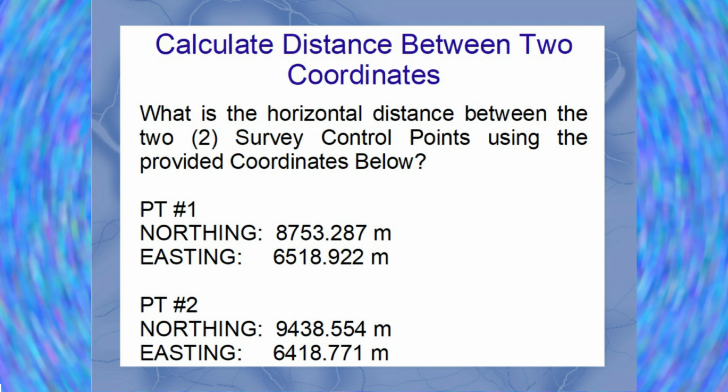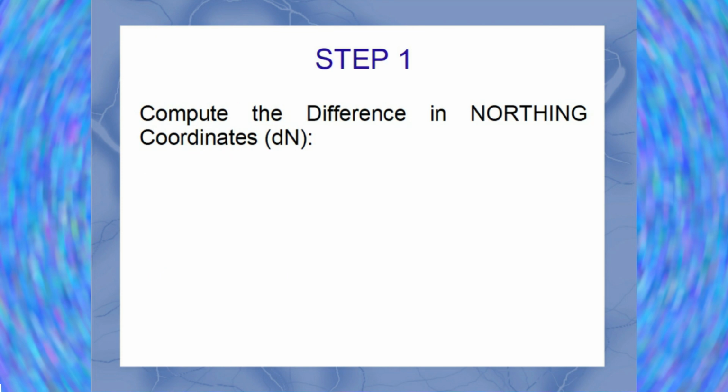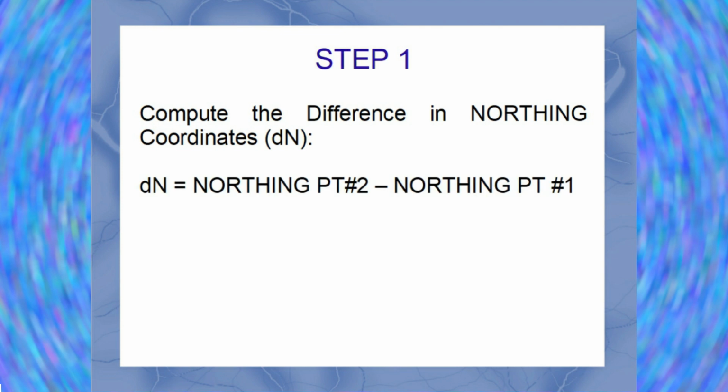So the way I like to work problems whenever I can is to try to break things down into a step-by-step process. So, step 1, compute the difference in the northing coordinates. And this is very simple. All you do is take the northing of point number 2 and subtract the northing of point number 1 from it. Easy enough.